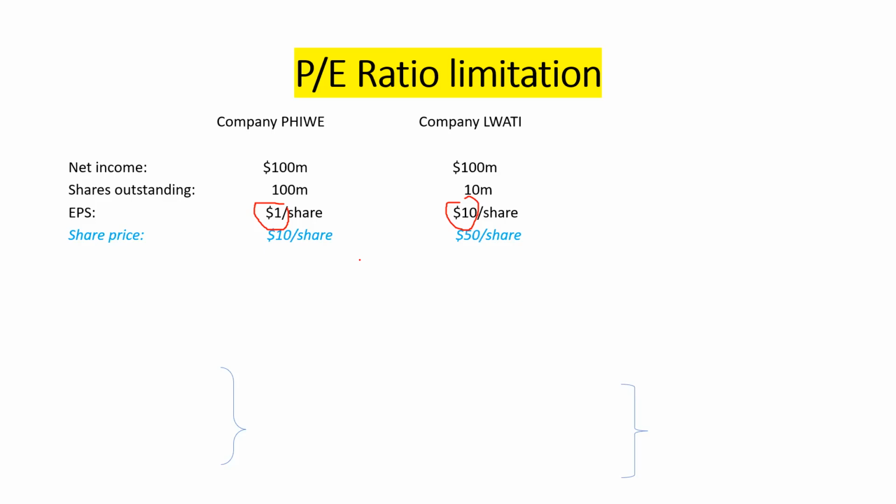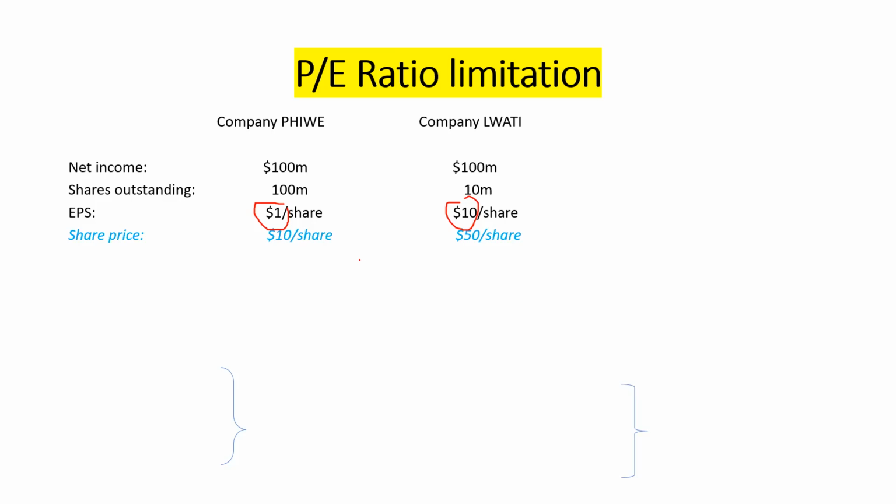Remember, for company Piwe, we paid $10 to buy 1 share, and we receive $1 in profits for each share per annum. So if the earnings don't grow, how long will it take you to get your money back? How long will it take you to get your $10 back? You got it right. It will take you 10 years because every year you get $1 per share. So it takes 10 years for you to get your money back.